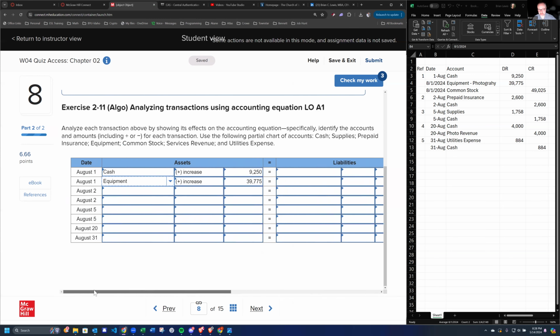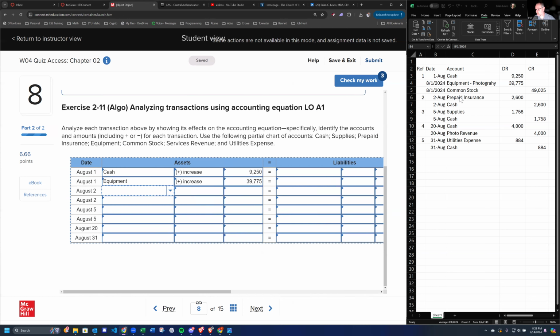Now, if we go to the August 2nd transaction, we have two things here. Ooh, I hope I'm doing this right. We'll see. It's got two things here. I'm not sure why it's got two. Maybe it's only supposed to have one. I don't know why they just wouldn't have it on one line, but we'll give it a shot.